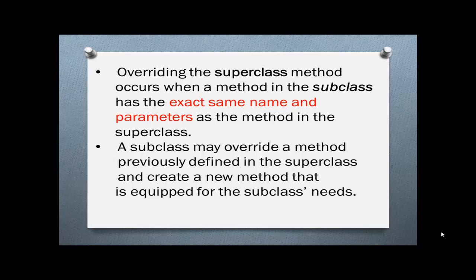Overriding the superclass method occurs when a method in the subclass has the exact same name and parameters as the method in the superclass. A subclass may override a method previously defined in the superclass and create a new method that is equipped for the subclass's needs.